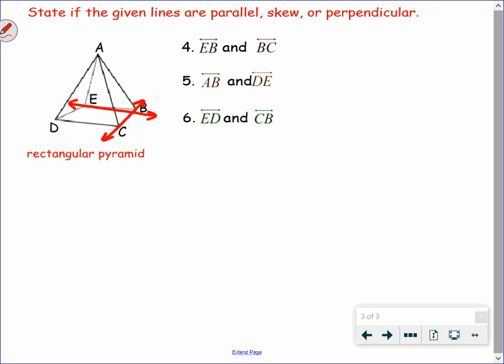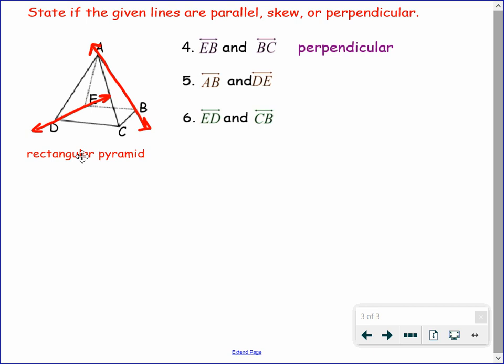Good. It's perpendicular. And if you could see in the video, I've got some clues in here for you. Hopefully you'll notice them. So line AB, down the lateral side, that's called a lateral side. So line AB down a lateral side, and line DE, which is on the base.